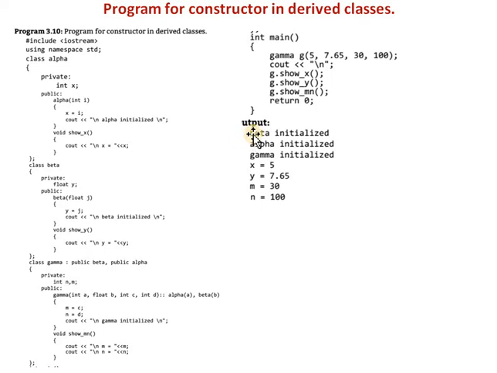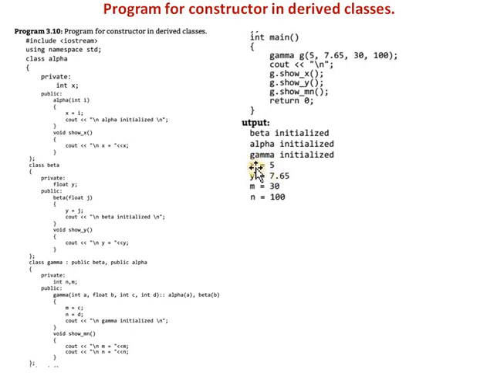Whenever we create the object of a derived class, at that time the constructor will automatically be called. But which constructor is called first? The first base class constructor will be called. Here is the preference for the beta class, so it will display beta initialized. Next base class is the alpha class, so it calls the constructor defined in the alpha class. So it will display the message alpha initialized.